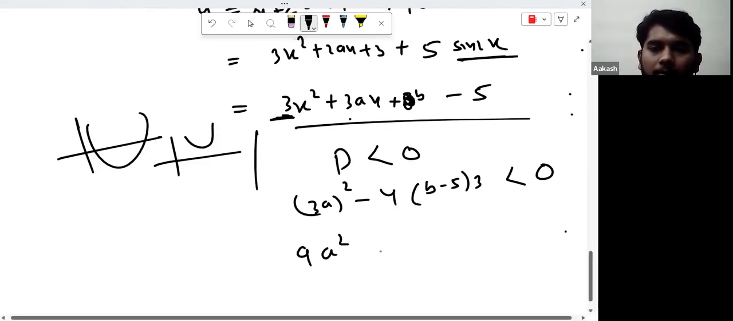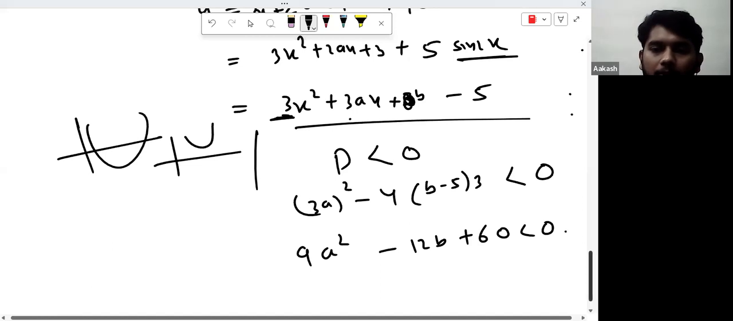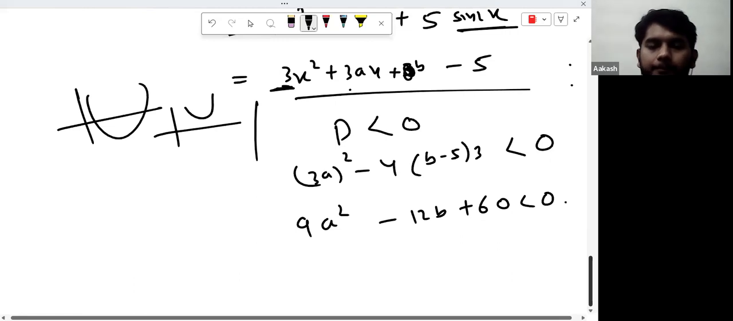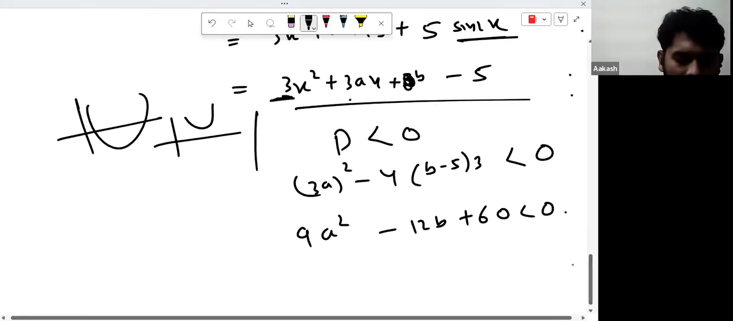So 9a square minus 12b plus 60 less than 0. Take out what is common and this will be the answer. Okay. Yes. Okay, you can note it down if you want.